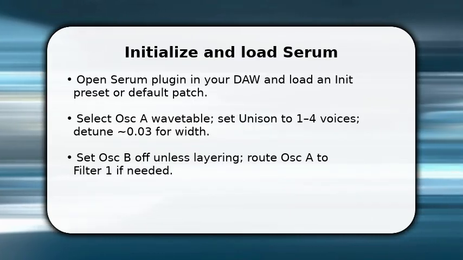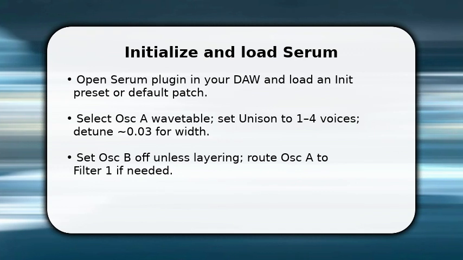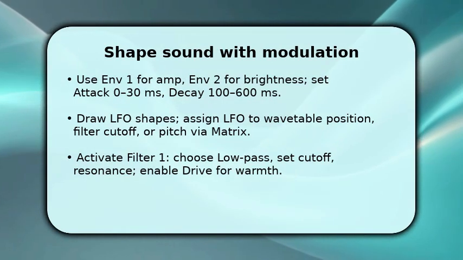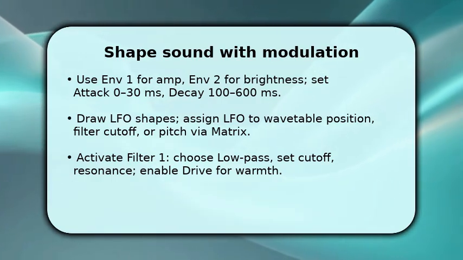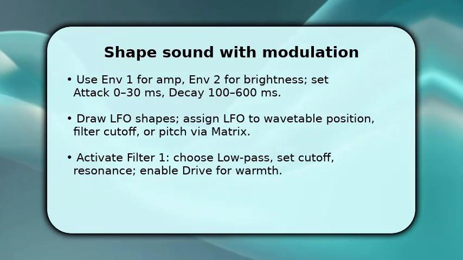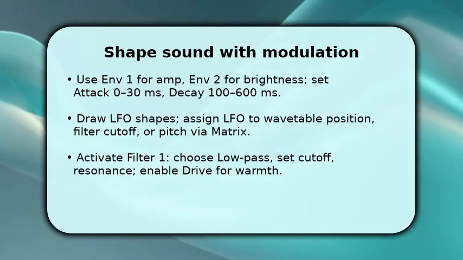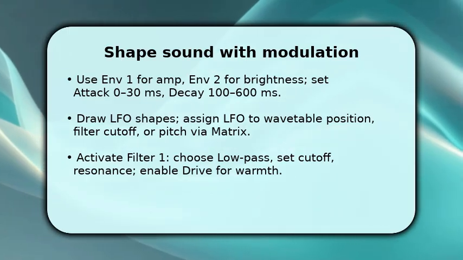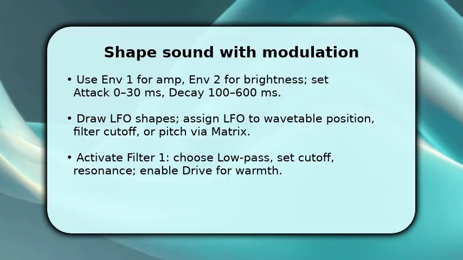Once done, route Osc A to Filter 1 if you plan to shape the tone before adding modulation or effects. You now shape the character by assigning envelopes and LFOs. Use envelope 1 as your amp envelope and envelope 2 to control brightness or wavetable position. Set short attack and moderate decay for punch. Then draw an LFO shape and assign it to wavetable position or filter cutoff through the matrix so movement feels intentional. Next, enable Filter 1, pick a low-pass type, set cutoff and resonance, and add drive to taste.